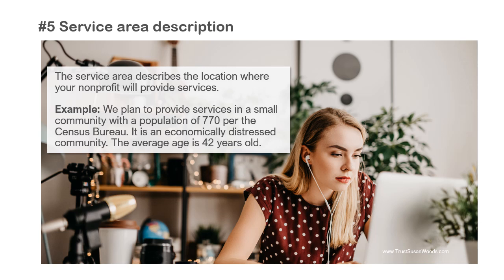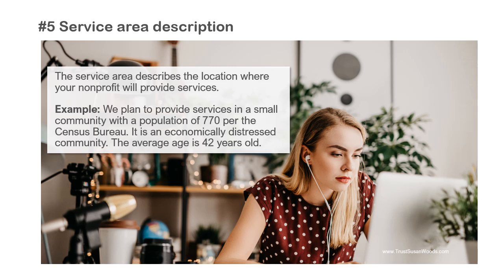Key component number 5 of the program description is your service area description. Where are you going to offer your services? You have to describe it. The service area describes the location where your nonprofit will provide services. Where will you provide services?